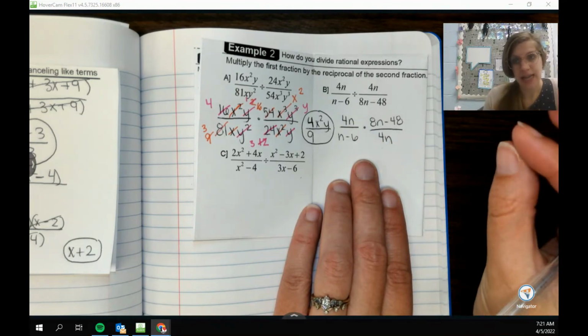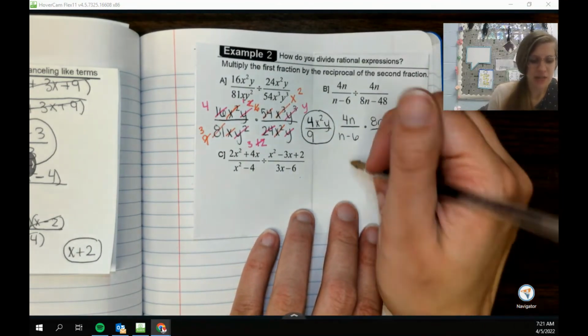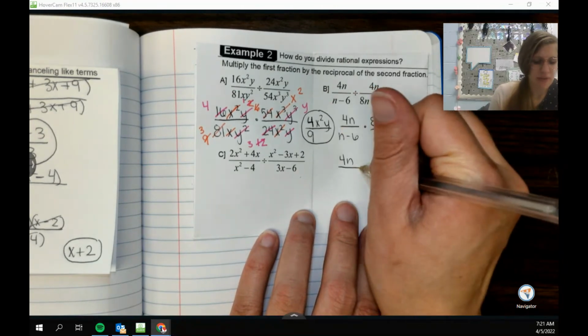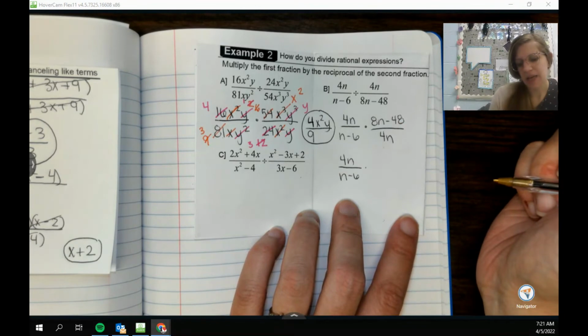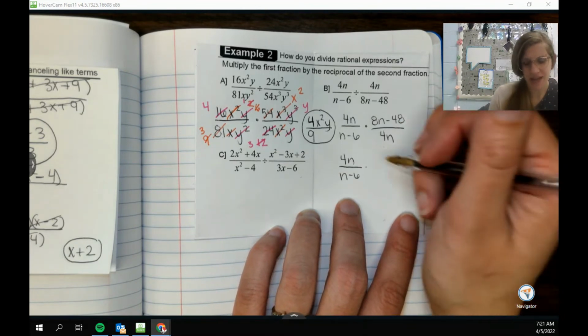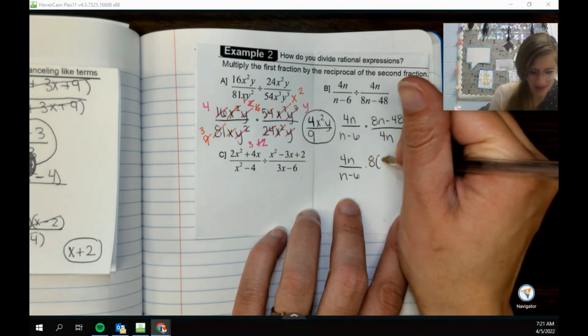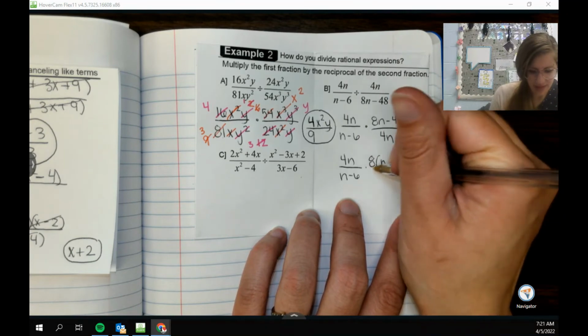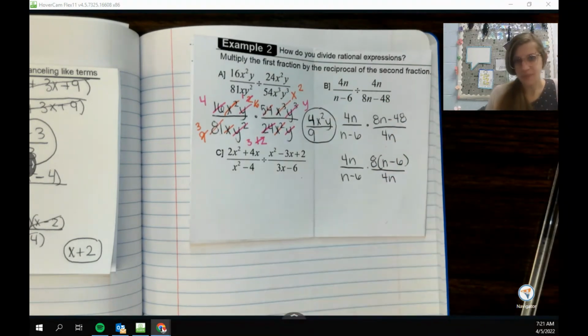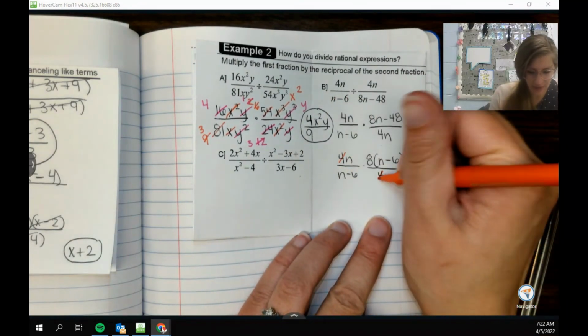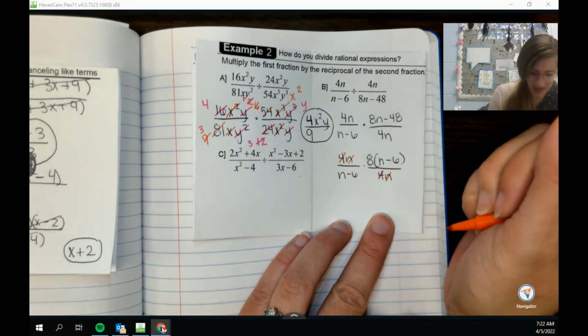So I can already see I can cancel some stuff. Let me factor this first, though, because we always want to factor first. We have our 4n, n minus 6. And then here we can take an 8 out, right? 8 goes into that 6 times. Okay, so our 4 can divide out with the 4. The n can divide out with the n.